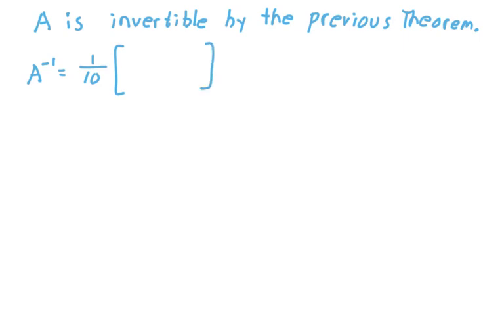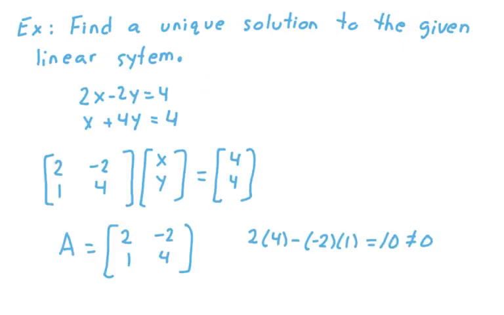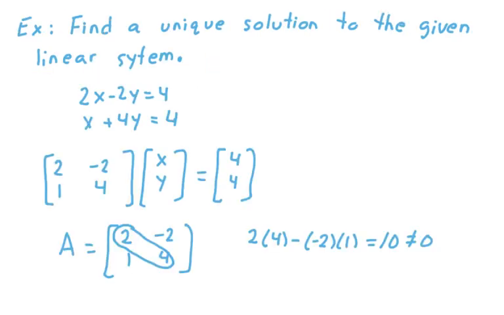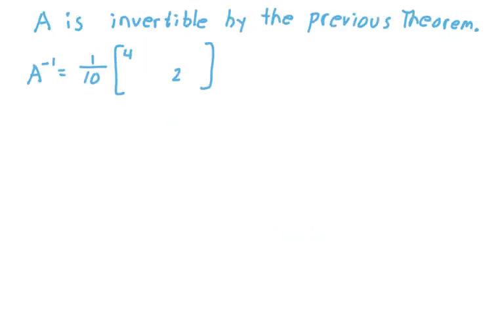Now, again, this is how I think of the matrix. I'm going to take the entries along the main diagonal and swap them. So I'm going to put a 4 up here and a 2 down here. And then I'm going to take the entries along the other diagonal and change the sign. So I'm going to put a 2 up here and a -1 down there. Okay. Now, when I go to simplify that, I get 2/5, 1/5, -1/10, 1/5.